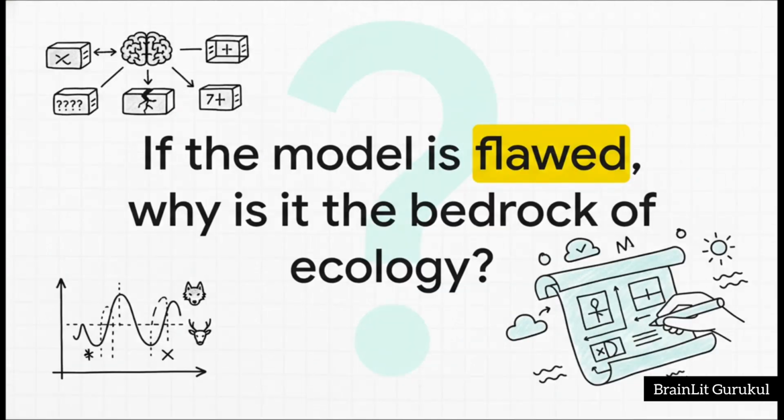Which leads us to the final and most important question. If the model is wrong about so many things, why is it still taught in every single ecology class? Why is it considered the bedrock of the field? Because its purpose was never to be a perfect photograph of nature. Its purpose was to be a starting point, a simple, elegant idea that was just wrong enough to make us ask all the right questions. Questions about limits, about behavior, about environmental complexity. The Lotka-Volterra model didn't give us the final answer. It gave us the blueprint for a century of discovery.